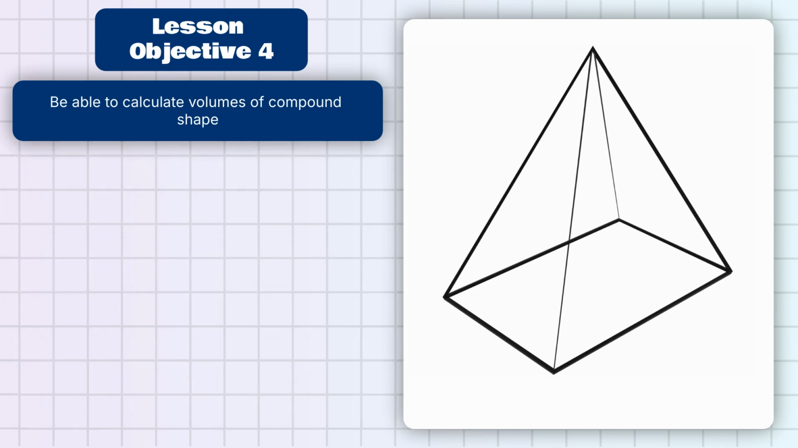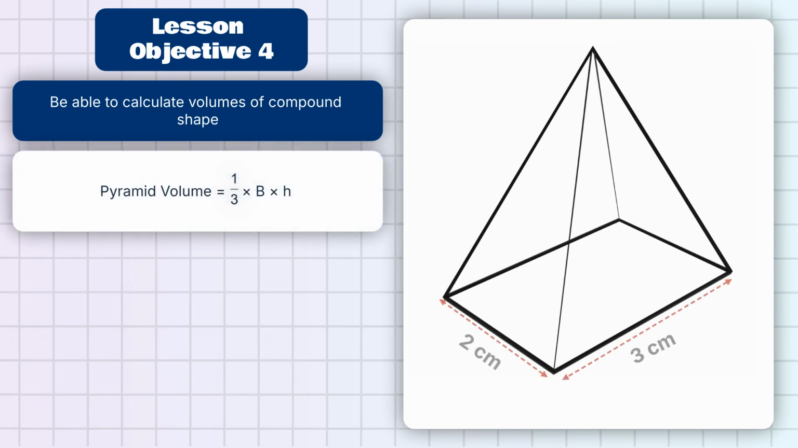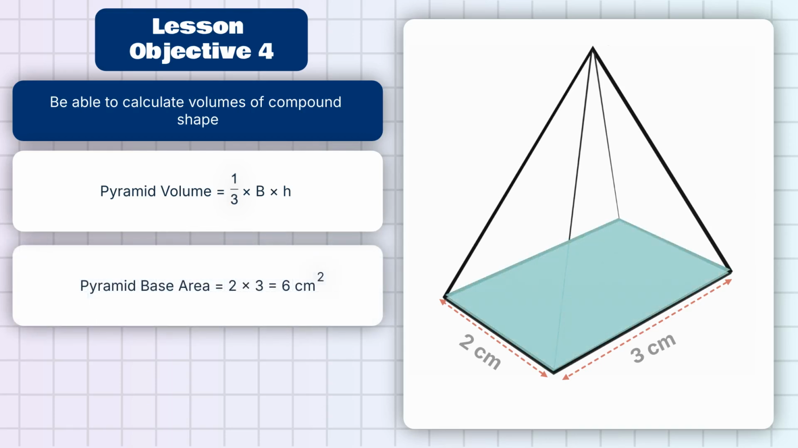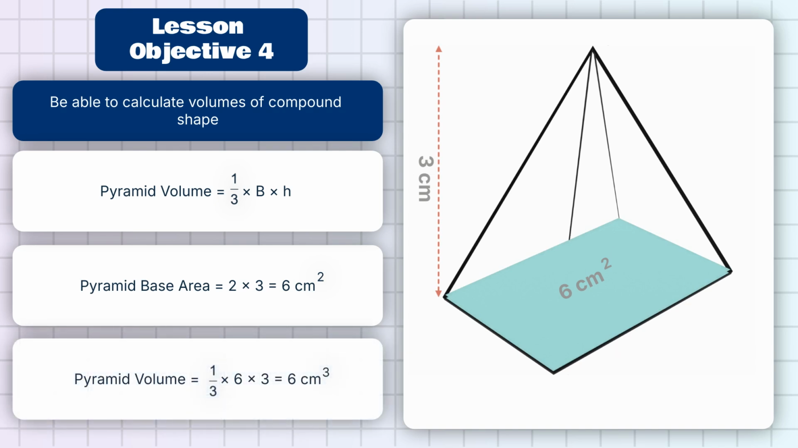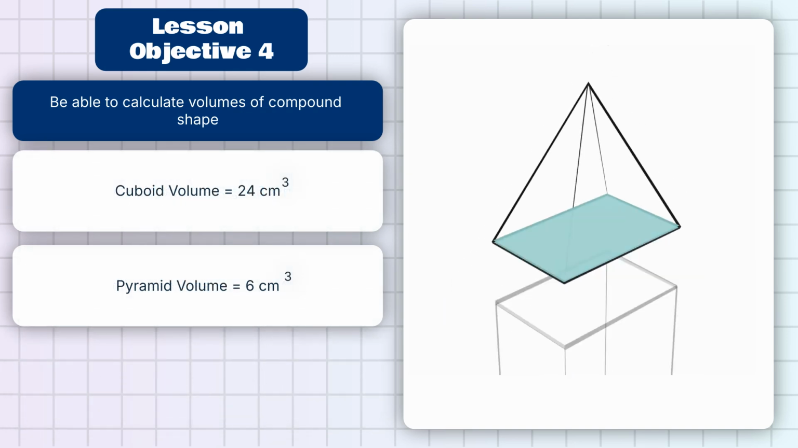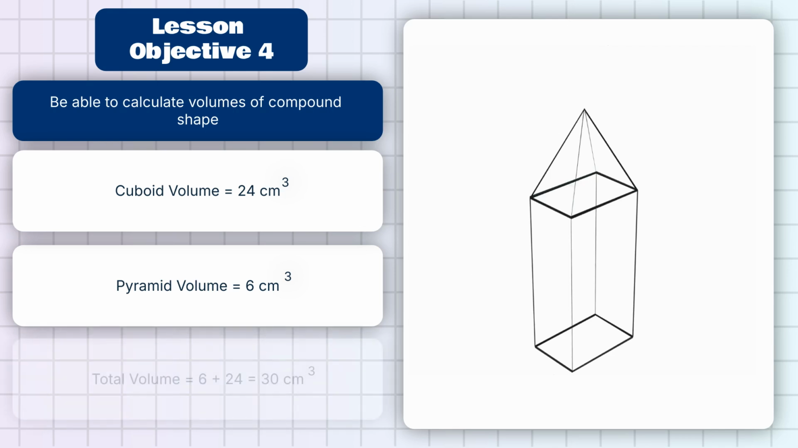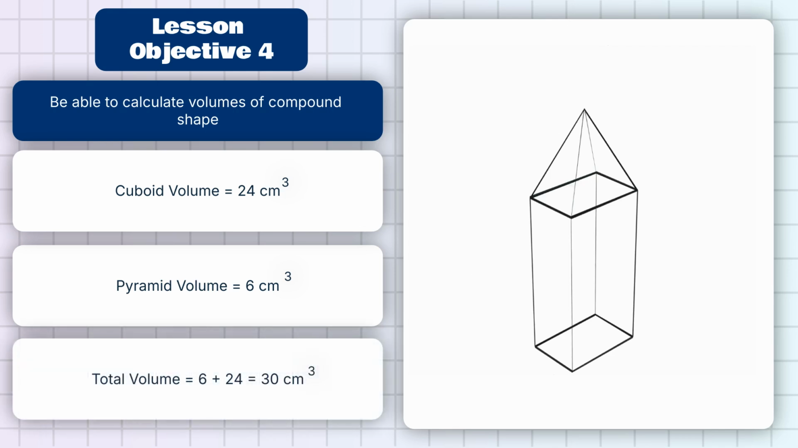Moving on to the pyramid, we can calculate its volume using 1 over 3 times base area times height. The base area of the pyramid is also 2 times 3 equals 6 square centimeters. This gives a volume of 1/3 times 6 times 3 equals 6 cubic centimeters. The final step is to add both volumes together. Hence, the total volume is 24 plus 6 equals 30 cubic centimeters.